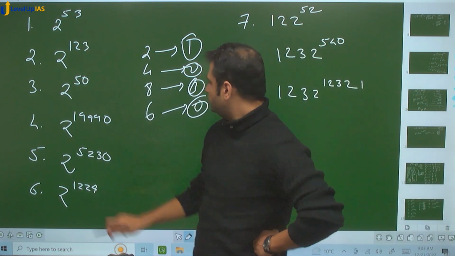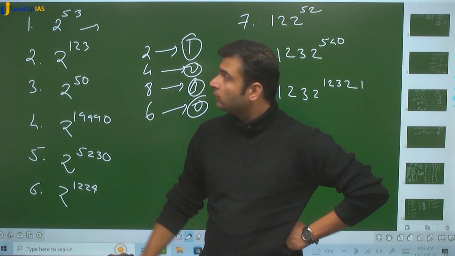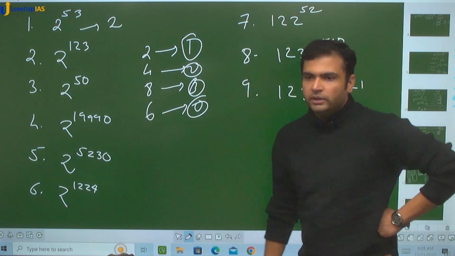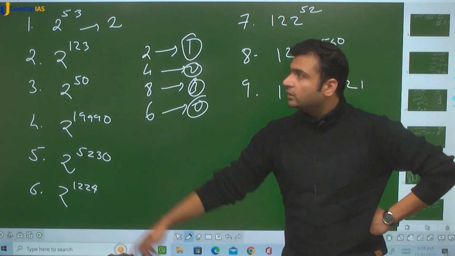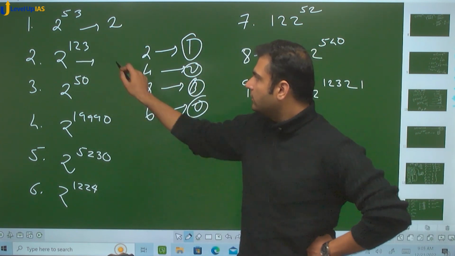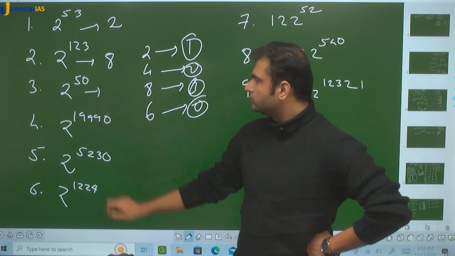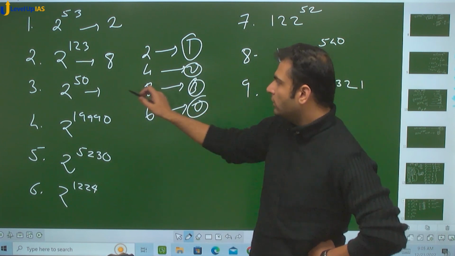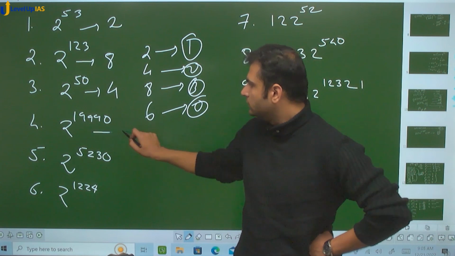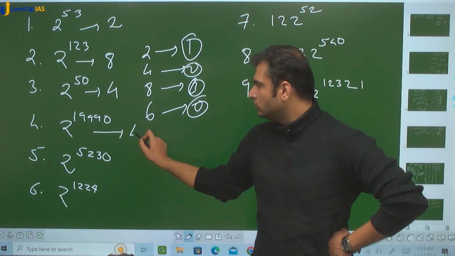What is the unit place here? 2, no? The remainder is 1, so the units place is 2. 52 is divisible by 4, plus 1. What is this? 8. This is 120 plus 3. Here, 4. The remainder is 2. Here again 4. The remainder is 2.